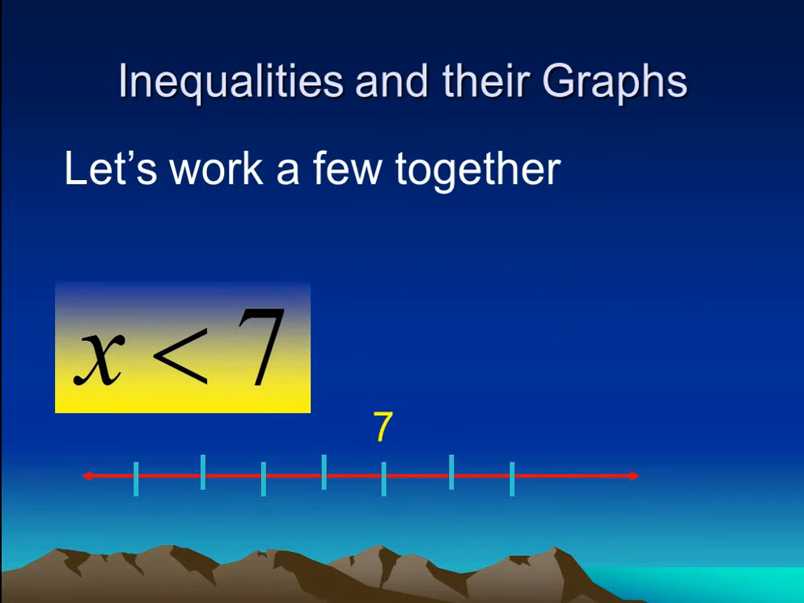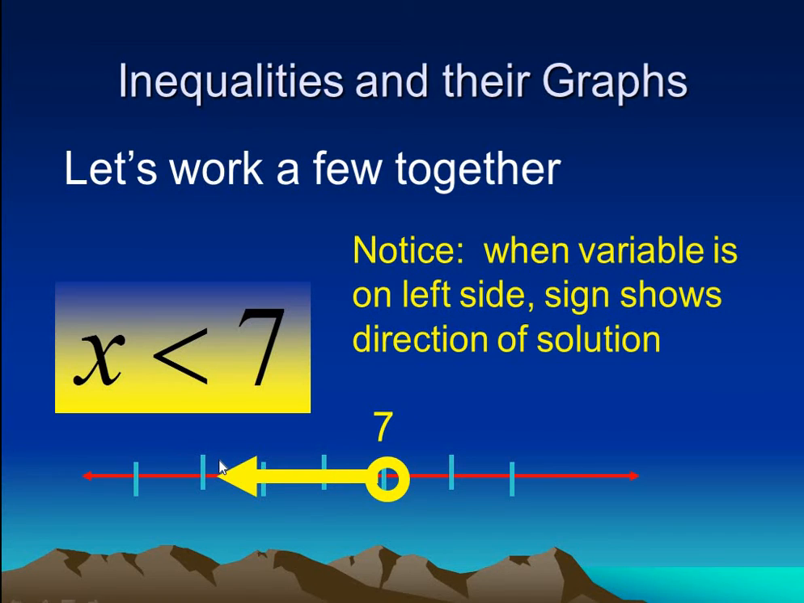Now if I say x is less than 7, I will mark 7 on the number line, and I will put an arrow with an open circle on 7 exactly. I will put my arrow to the left to say that all of the numbers that are less than 7 are solutions for my inequality. Now when my variable, which is x, is on the left side, this shows the direction of the solution. It's going to the left, right?